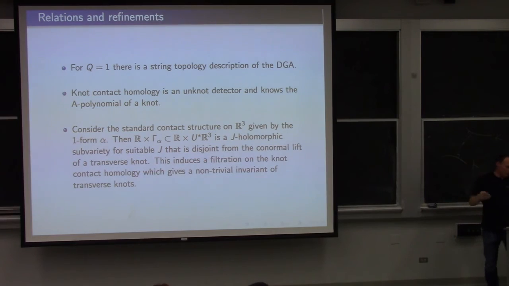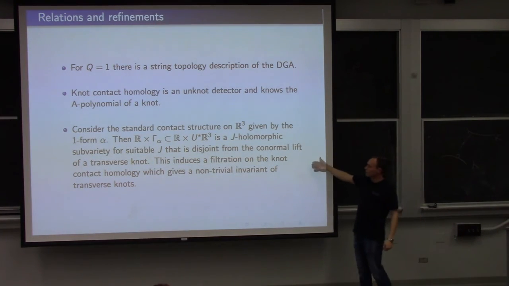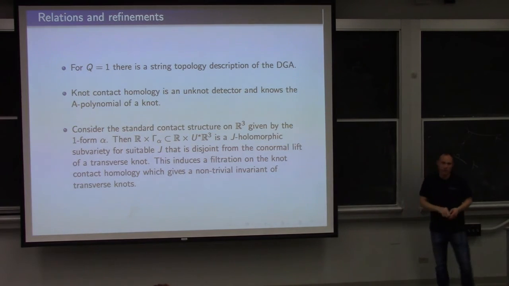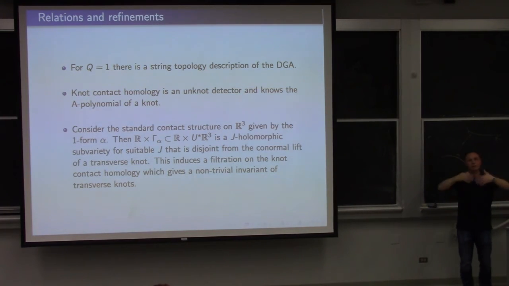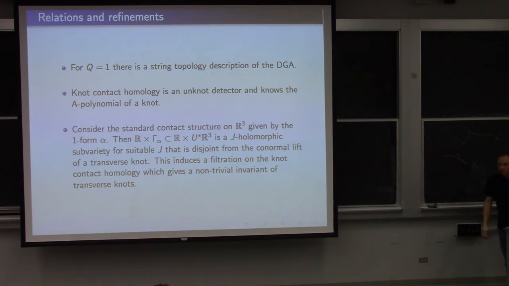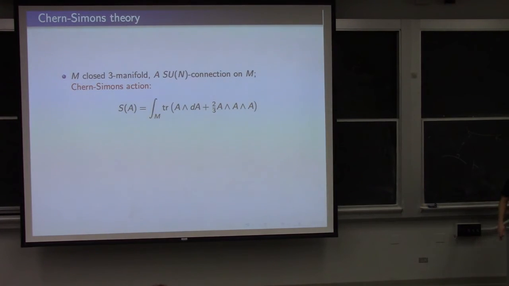You have to say something about it, very coarse, but in this situation, because of positivity of intersection, it induces a filtration on the knot contact homology, which is somehow a refinement of this topological invariant, which is actually a powerful invariant of transverse knots. So I don't want to detail it so much, but I think it's important to keep in mind with regards to what I'm saying next and so on.